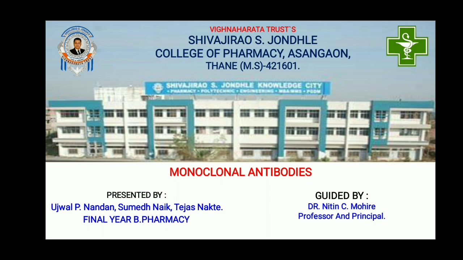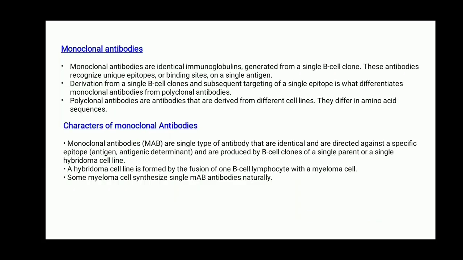Let's first discuss monoclonal antibodies. Monoclonal antibodies are identical immunoglobulins generated from a single B cell clone. These antibodies recognize a unique epitope or binding site on a single antigen. Derivation from a single B cell clone and subsequent targeting of a single epitope is what differentiates monoclonal antibodies from polyclonal. Polyclonal antibodies are antibodies that are derived from different cell lines. They differ in amino acid sequences.